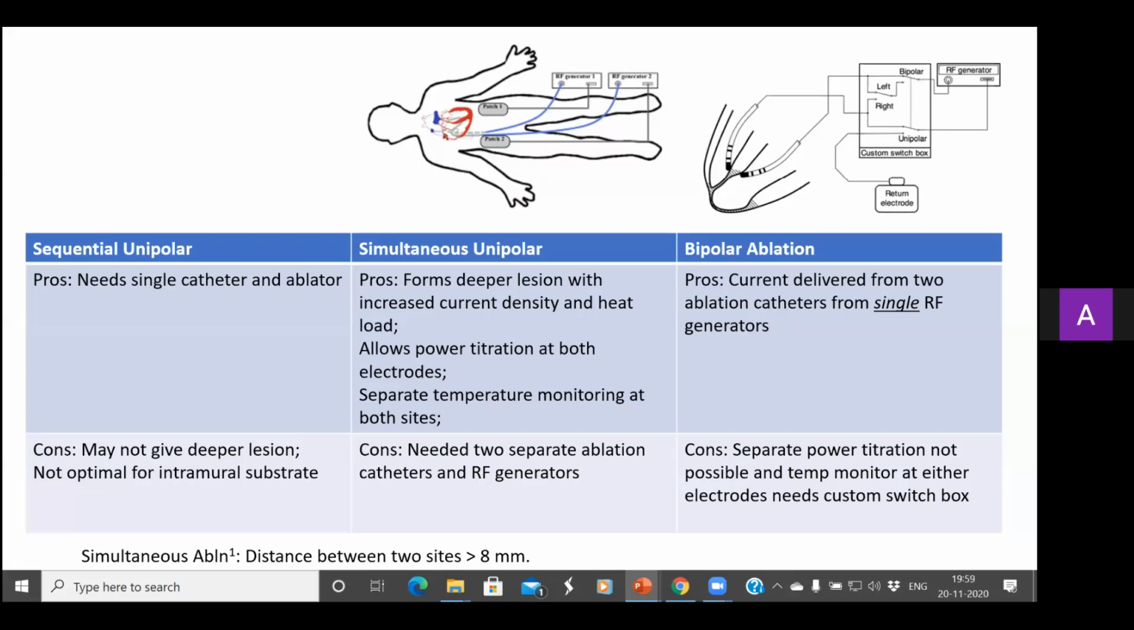Bipolar RF delivers the same current to both ablation electrodes, and there may be a significant restriction when a lower power setting is required at one electrode location, like in a smaller vein, to avoid complications. In contrast, simultaneous unipolar ablation allows the power settings to be individually titrated at both electrode locations. Also, when we use bipolar ablation, the temperature monitor at either electrode needs a custom switch box. In this study by the Yamada group, simultaneous ablation was more often required when the distance between the endocardial and epicardial ablation sites was beyond 8 millimeters.